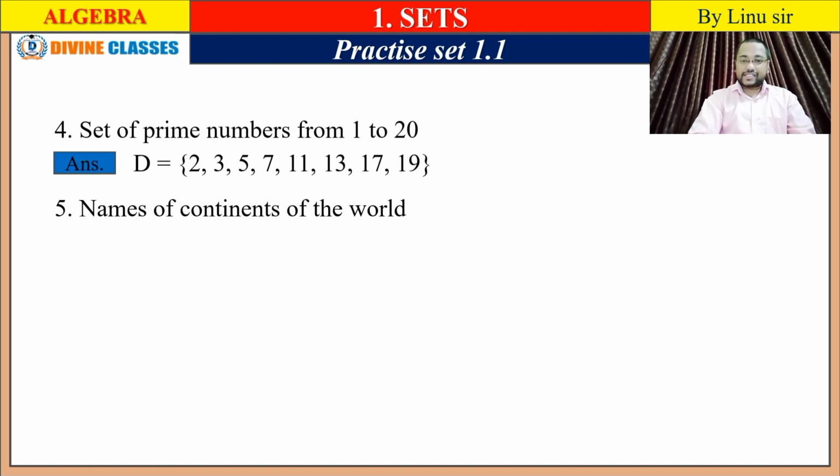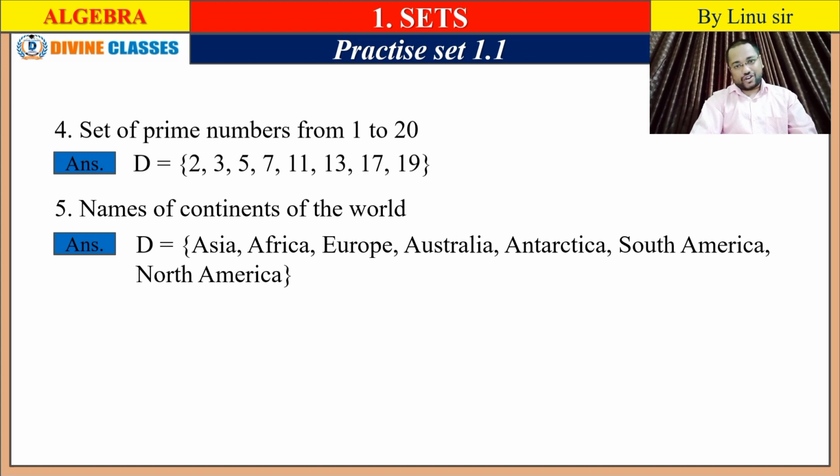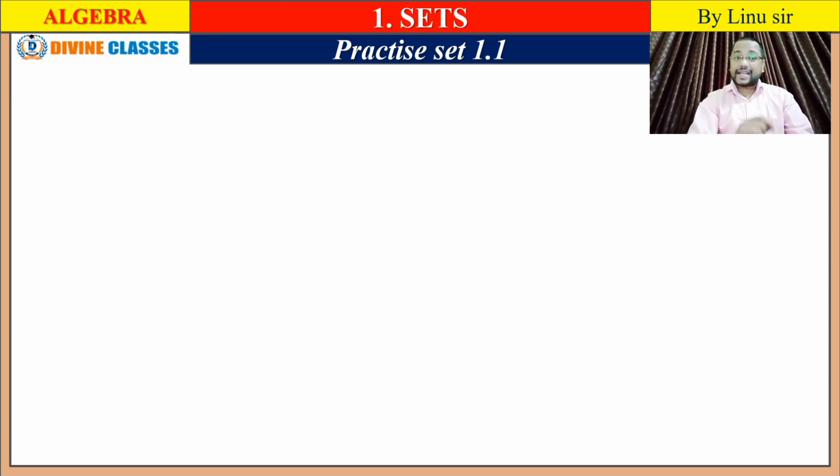Fifth question is name of continents of the world. Yes, so we have already studied it in geography. Just we have to mention the names. So D is equal to {Asia, Africa, Europe, Australia, Antarctica, South America, and North America}.